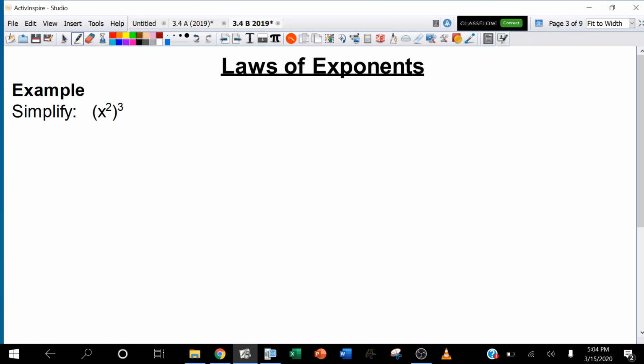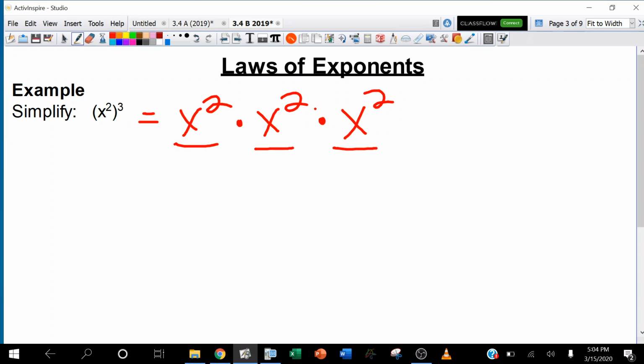So I'm going to first focus on the exponent on the outside of the parentheses. Just remember that to take something to the third power means to multiply it by itself 3 times. So when we say x squared cubed, what that really means is x squared times x squared times x squared. That's what we did in the previous lesson. When the bases are the same, each of them x's here, I can add the exponents. 2 plus 2 plus 2 would be 6. So the answer would be x to the 6th power.